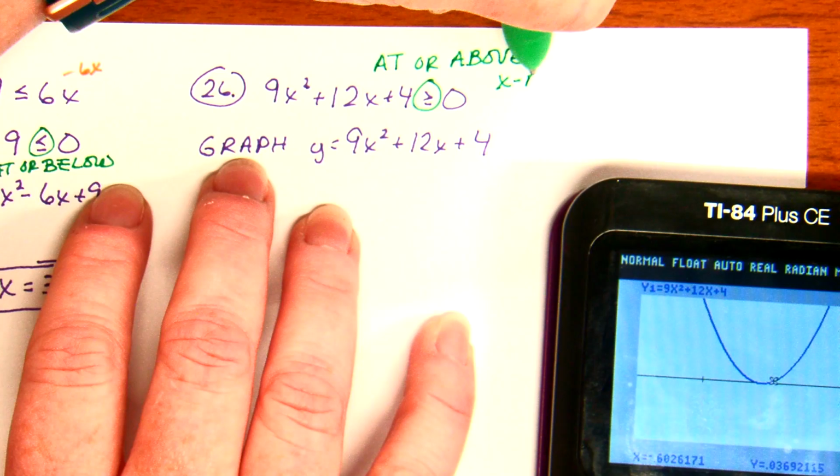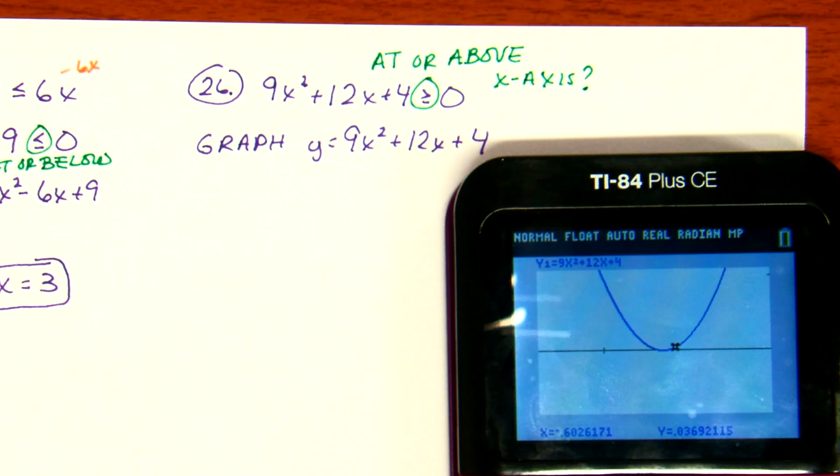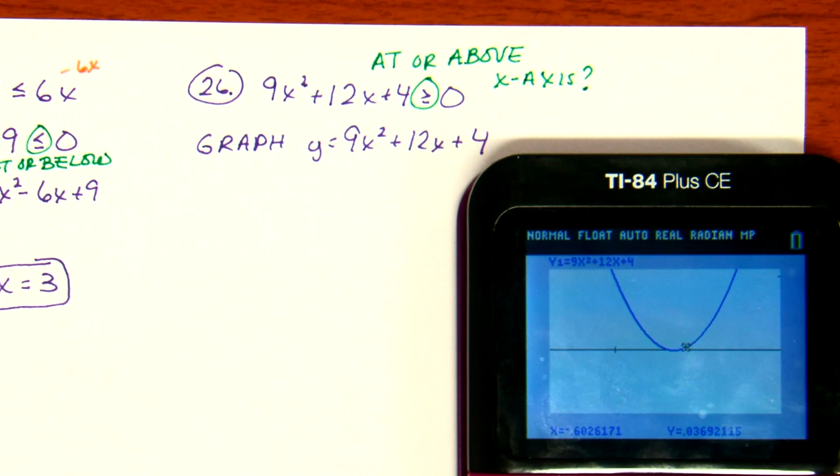Okay, last time it was where is it below the x-axis? Where is this at or above the x-axis? Does it ever go below the x-axis? No. So it's always at or above the x-axis, isn't it? So what kind of answer does that look like then? Yeah, all real numbers. And it is all real numbers.